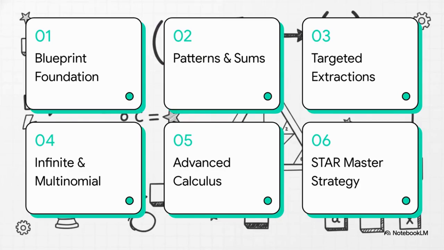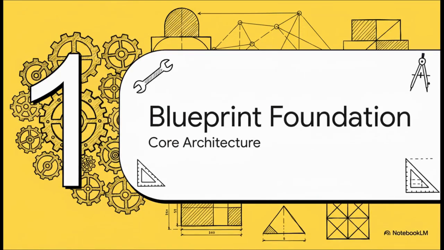Okay, let's quickly map out our tactical toolkit. We'll start with the binomial blueprint foundation, then move into patterns, symmetry, and sums, followed by targeted tactical extractions. From there, we hit infinite and multinomial series, dive into advanced applications and calculus, and wrap the whole thing up with the ultimate star master strategy. All right, let's jump right into part one, the binomial blueprint foundation.